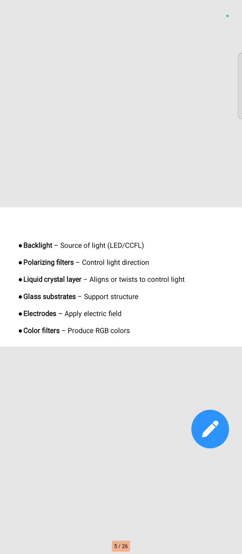Okay, now what's the next one? LCD. Already we saw what is LCD, that is the liquid crystal display panel. Okay, now the next one is IC.